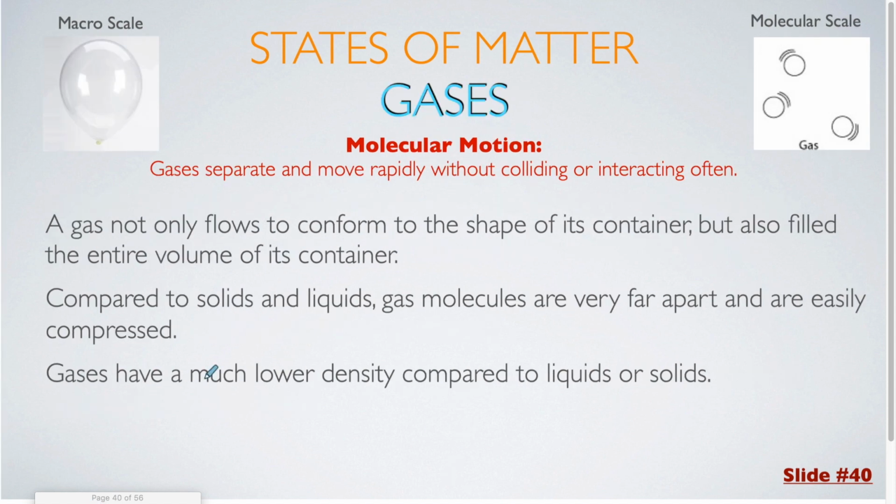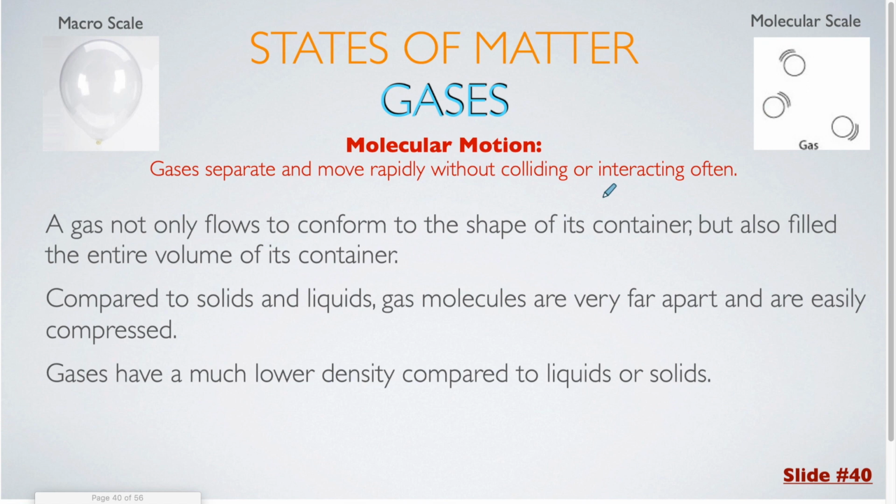Now for gases, if we were to zoom in, you can see in our picture here that they're very spaced out. And if we were actually on this scale, these molecules probably wouldn't even be this close together. You would probably only see one of them within the box. Gases separate and move rapidly without colliding or interacting with each other very often. A gas not only flows to conform to the shape of its container, but also fills the entire volume of its container. Compared to solids and liquids, gas molecules are very far apart and are easily compressed. And gases have much lower density compared to liquids and solids.